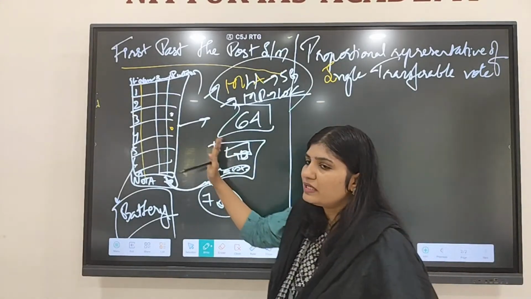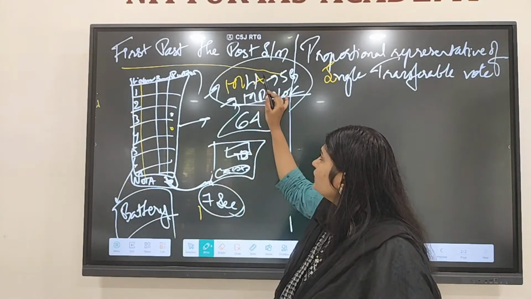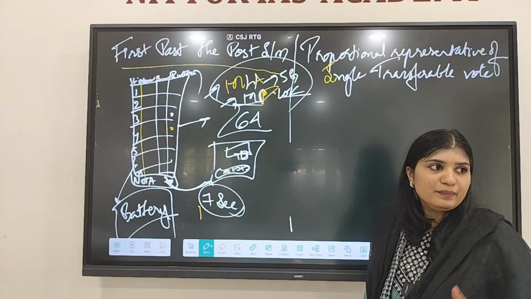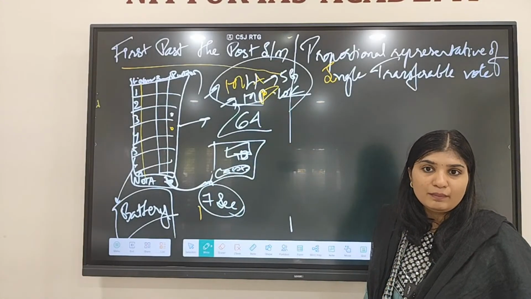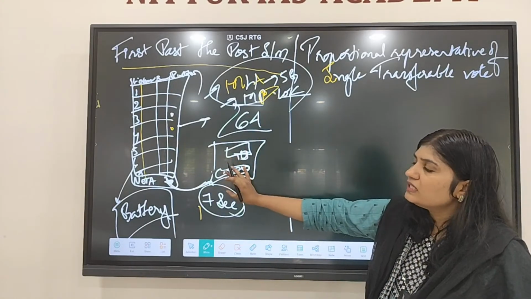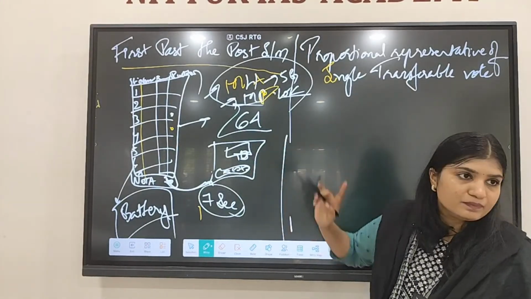That's why we use this kind of machine. Understood? In both the lower houses, the people will vote in many thousands, lakhs together. So they will utilize this kind of system, that is the first past the post system.